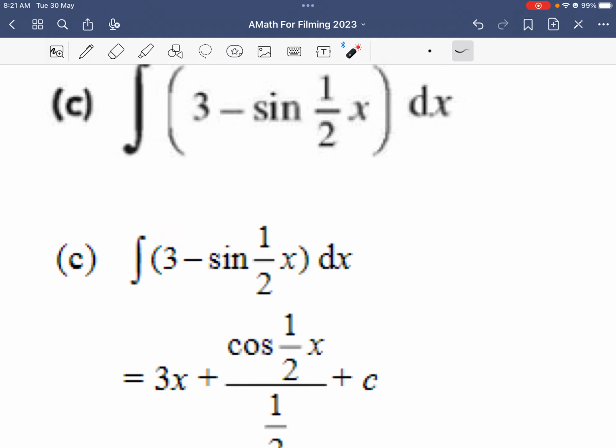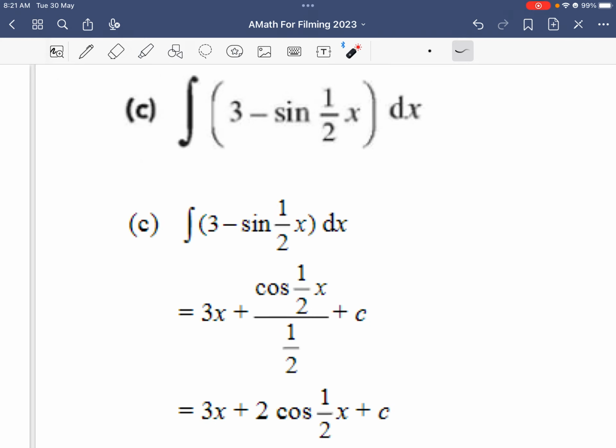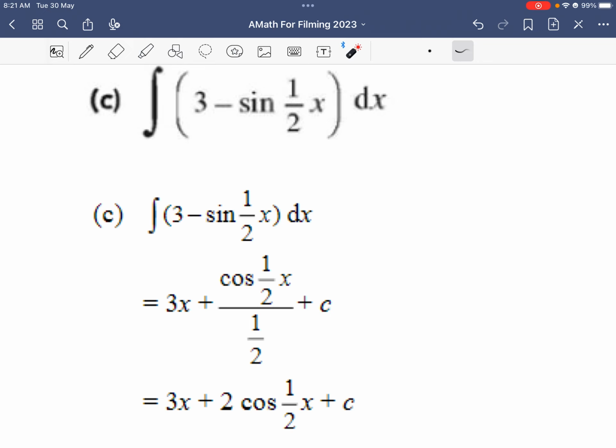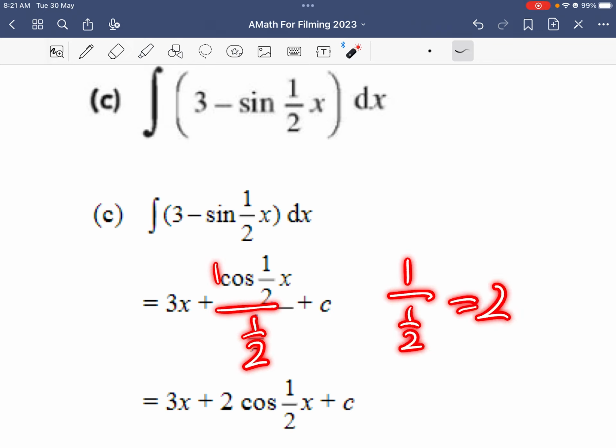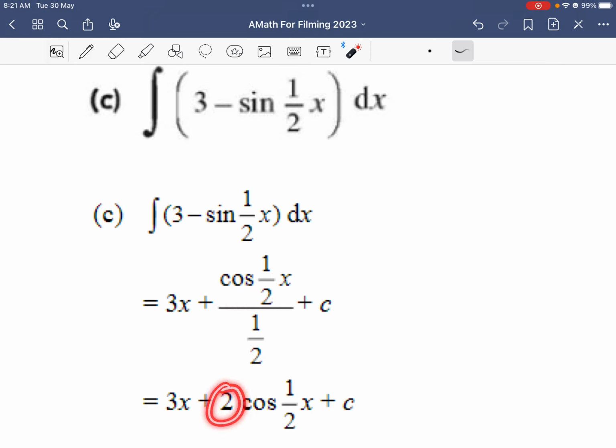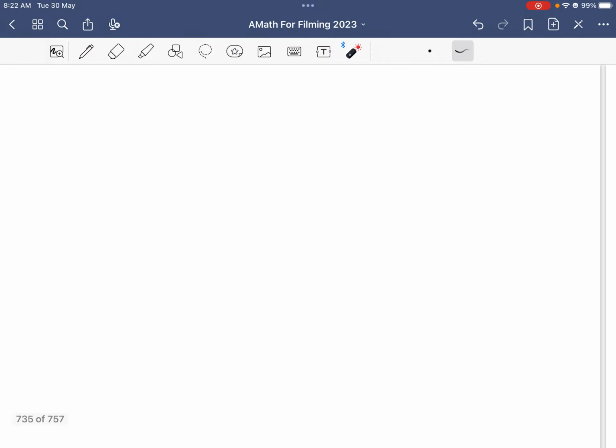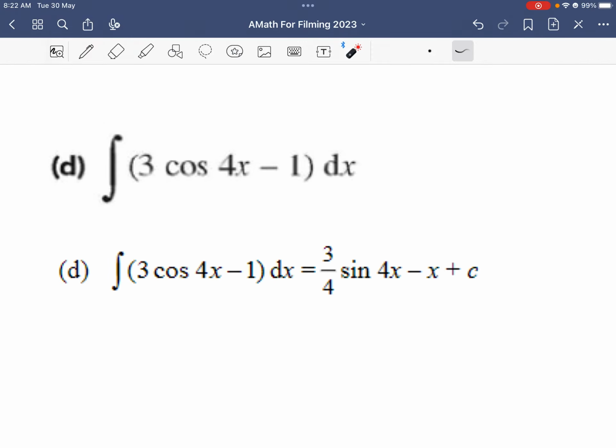For C, the constant 3 integrated will give you 3x. Sine integrated is negative cosine, so this negative and the other negative will interact to give you a positive. So it's cosine of half x. Half x differentiated gives you half. So what you do is you divide by half, then 1 over half, which gives you 2. That's why here you get 3x plus 2 cosine half x plus c.